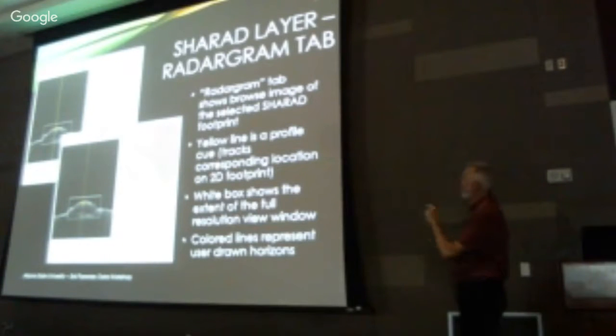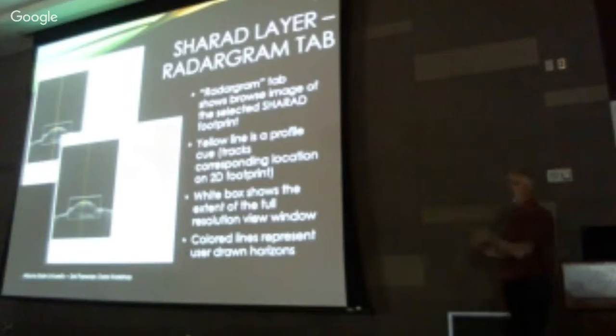You can navigate around on the radar. That yellow line that you see is an indicator of where there's also a marker on the main view. So if you move up and down along the track of the radargram, you can see it in this box. The little white box that's around the radargram indicates, if you went to the full screen, which I'll show you next, where the full res view is centered.